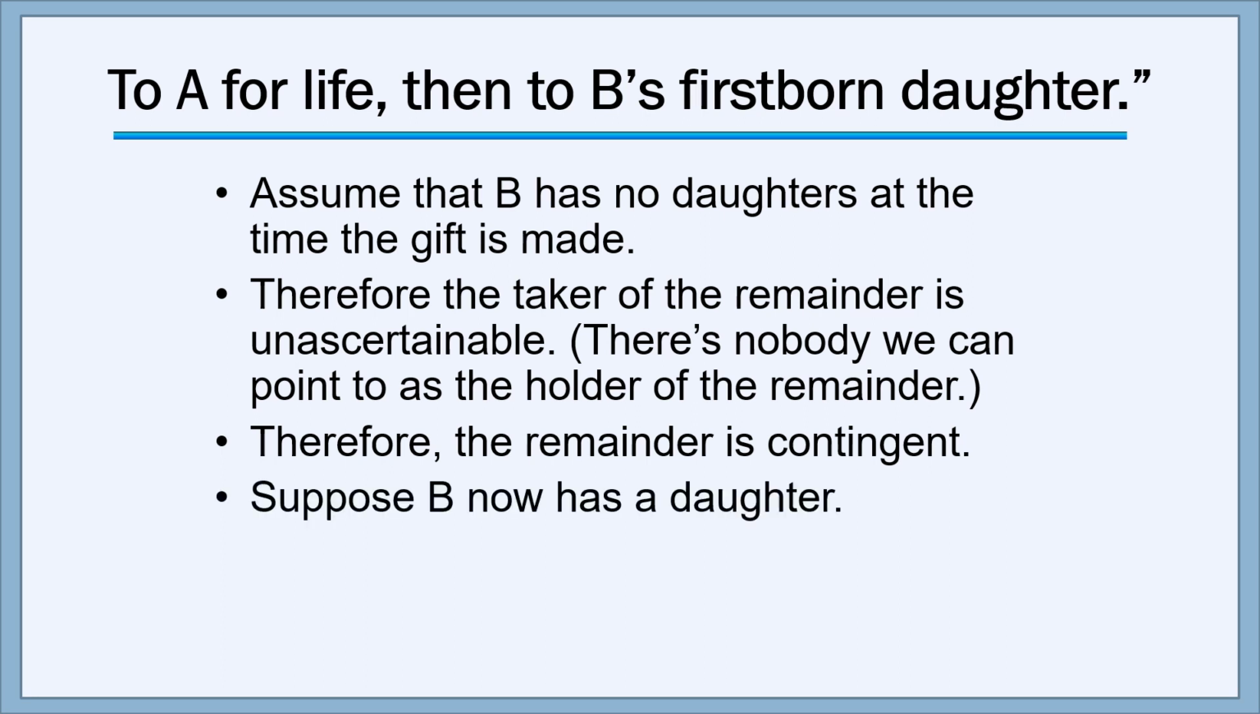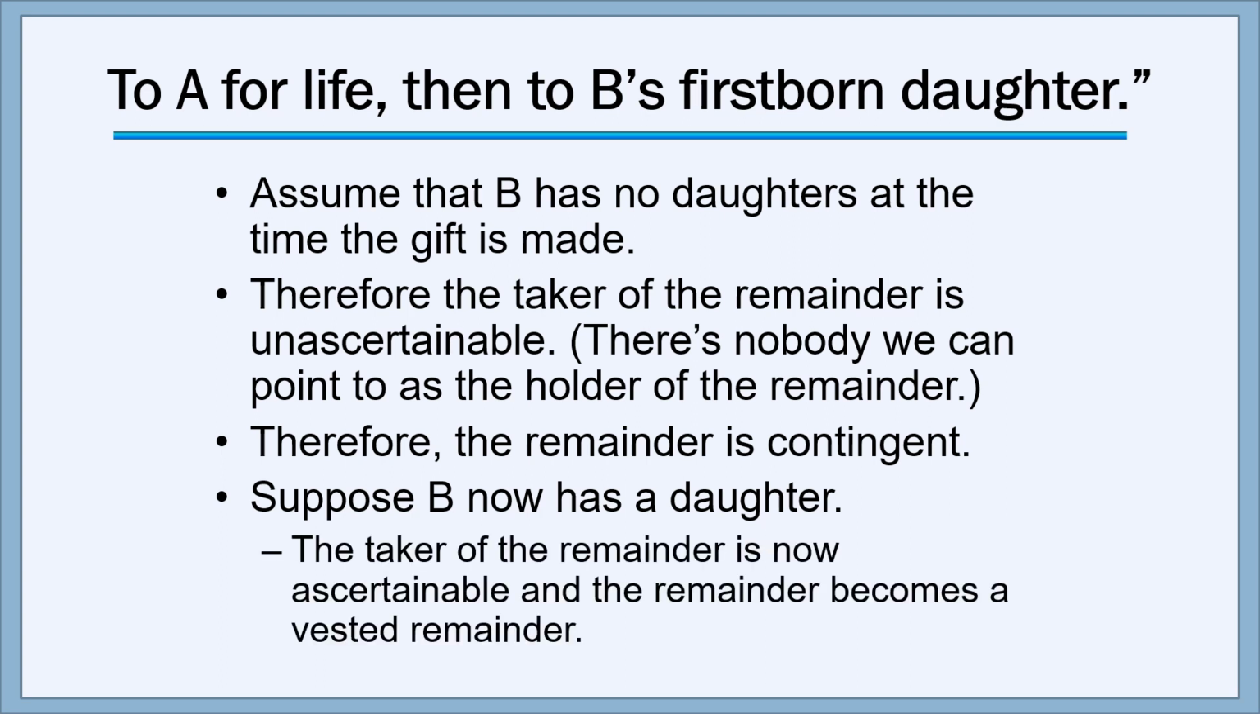Now suppose that B has a daughter. Now there is a person. We can point to that person and say, you are B's firstborn daughter, so now the remainder's taker is ascertainable, and the remainder becomes a vested remainder. This is quite interesting, because what we've seen is that a remainder might start out being contingent. It might be contingent for a while, then something might happen to make it a vested remainder, and it will be a vested remainder for a while, and then the prior life estate will come to an end by the death of the life tenant, and then and only then does the remainder become a possessory present interest.